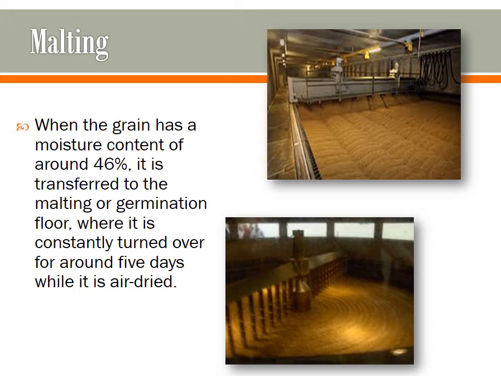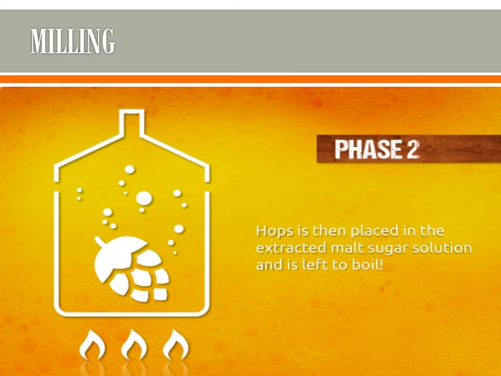when the grain has a moisture content, it is transferred to the germination floor, which you can see in the pictures, where it is constantly turned over for around 5 days while it is air dried. It needs to be air dried in here in 5 days.